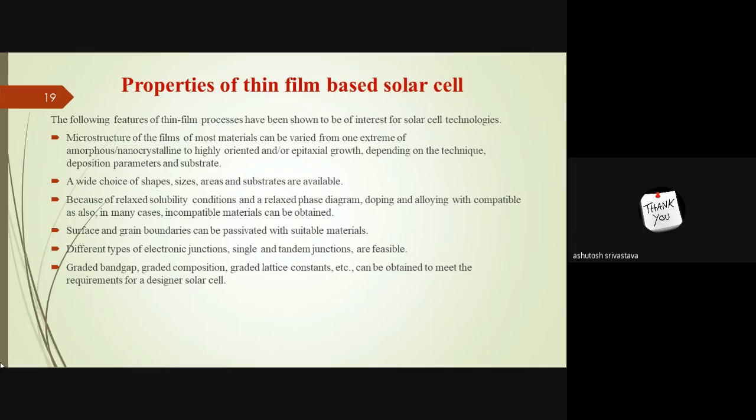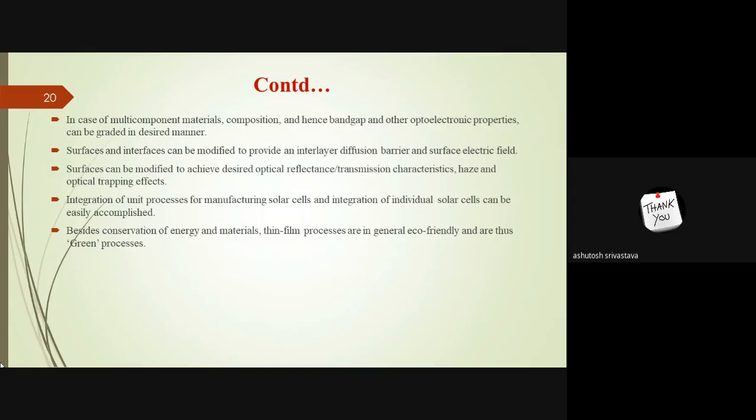For the solar cell to be very active, meaning very good in providing efficiency, its band gap has to be between 1 to 1.5, or rather 1.3 to 1.5. So with this band gap engineering, which is very much possible with thin film technologies, we can get some good materials for the absorber.